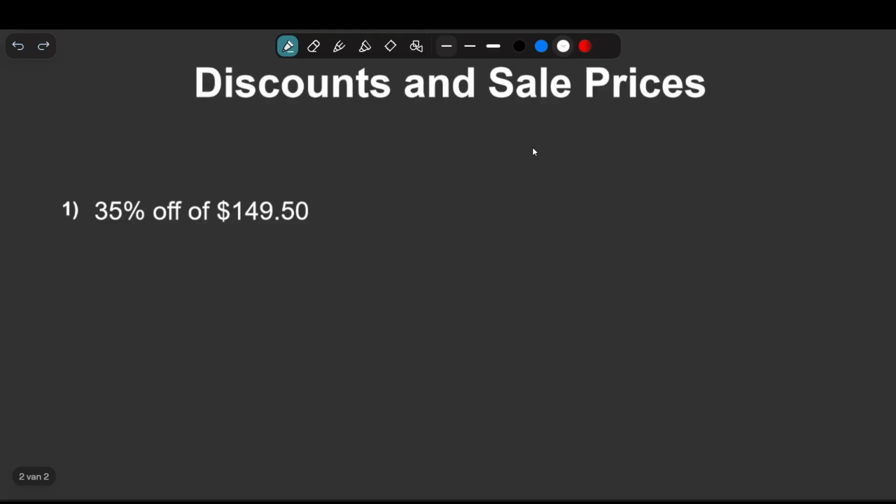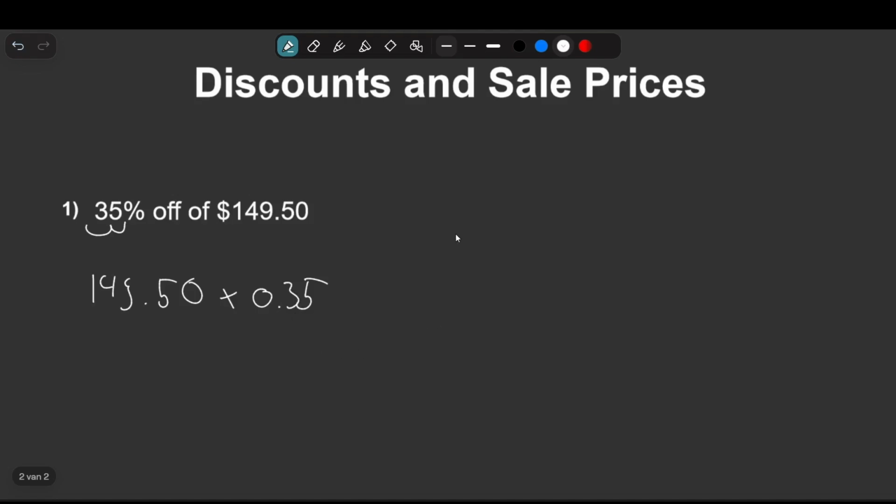So the first thing we're going to do is find our discount price. We're going to take the original price of $149.50 and multiply it by our rate of discount. We're going to do this in decimal form, so 0.35. Again, this is 0.35 because we're dividing by 100, so we are moving the decimal twice to the left. This will be our first problem to solve.